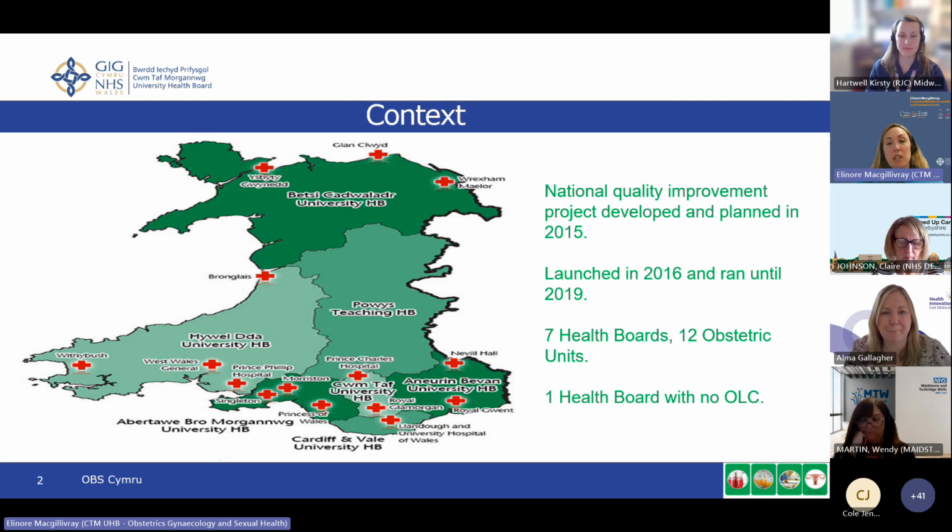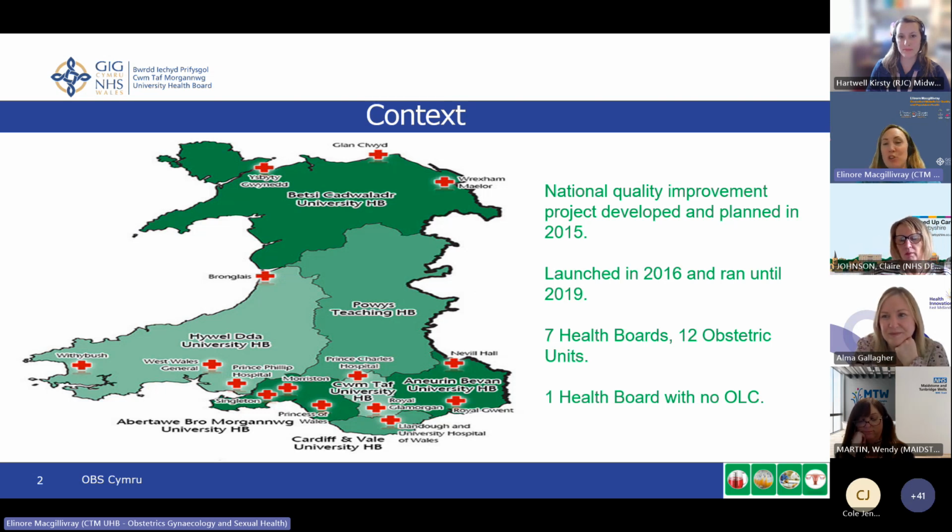So just to put the project into a bit of context, it was a national project, but we're a really small country. We've only got 7 health boards and 12 obstetric units in Wales. That's the size of some of your local networks, isn't it? It's very, very small. We've got a population of about 3.2 million and just over 30,000 births a year. So when we talk nationally, we're really lucky that our national is still quite small, and therefore easier to achieve things nationally. The project launched across the whole of Wales in 2016 and ran for 2.5 years up until 2019.